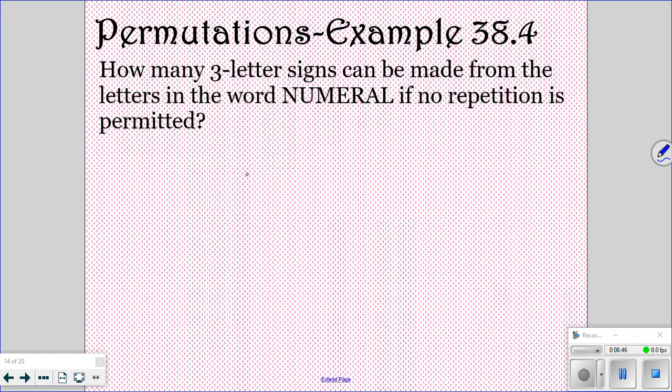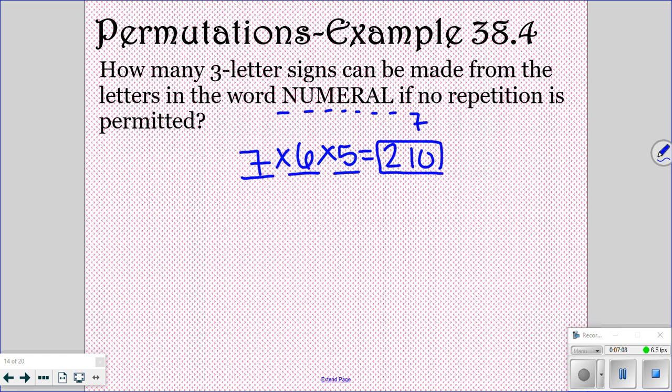So we're making 3-letter signs, so we have 3 slots. 1, 2, 3, 4, 5, 6, 7 letters. So any of the 7 can go in the first slot, but it says no repetition. So we only have 6 options now, and then once we pick it, we only have 5 options. And so if you multiply, you should get 210 options. Okay, so that's how you do permutations.